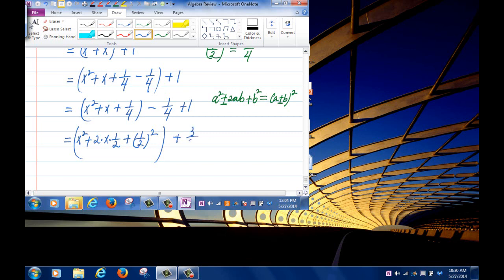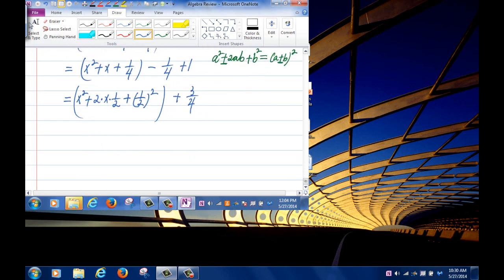3/4, right? 1 minus a fourth? 3/4. Okay, so this is x plus a half squared plus 3/4. Everybody's okay? Now, it has to be in what form? A times x minus h squared plus k, right?